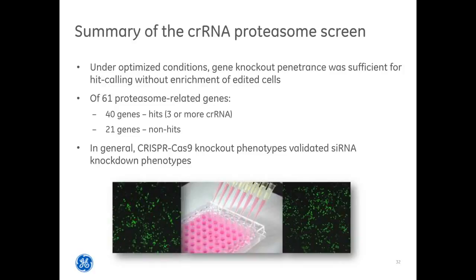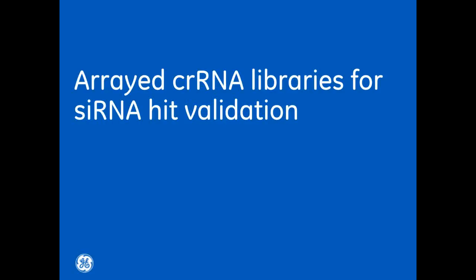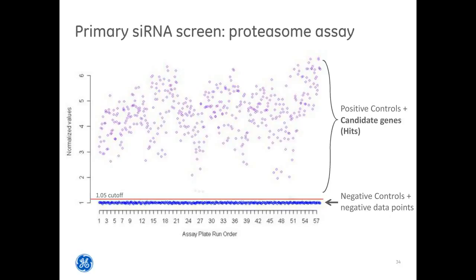And that will actually take us into our next topic. So what I'd like to show you now is a hit validation study we carried out to determine whether arrayed CRISPR RNAs could be useful as follow-up to siRNA screen results. So this is a data set of an siRNA screen we carried out a few years ago in this same proteasome reporter cell line, this time targeting over 5,000 genes.